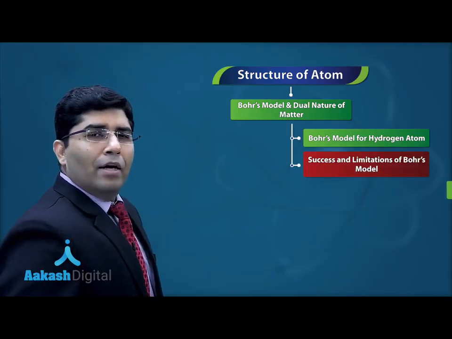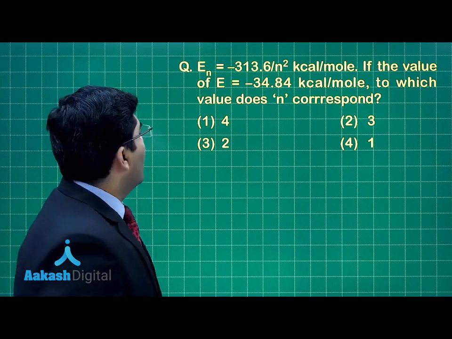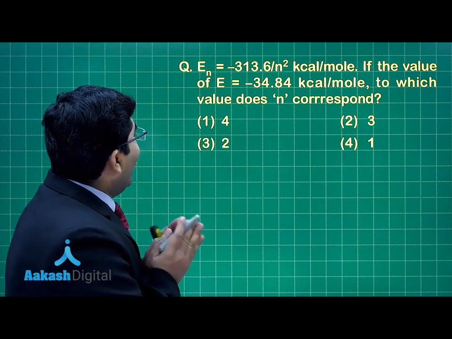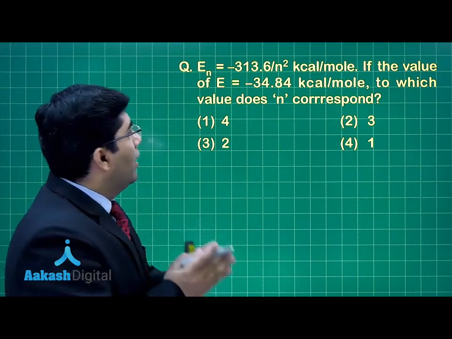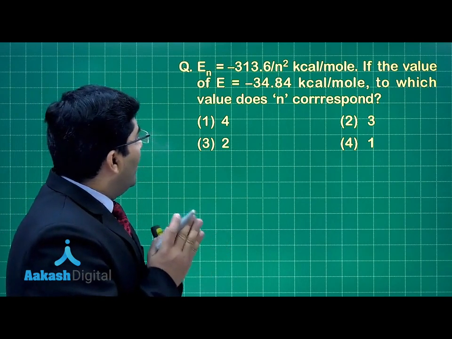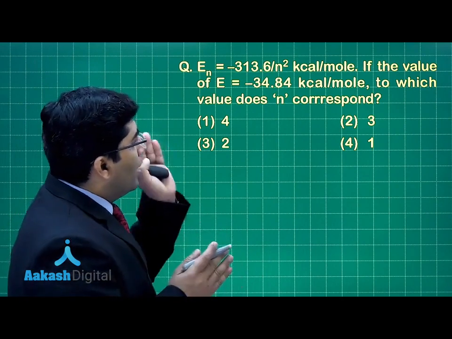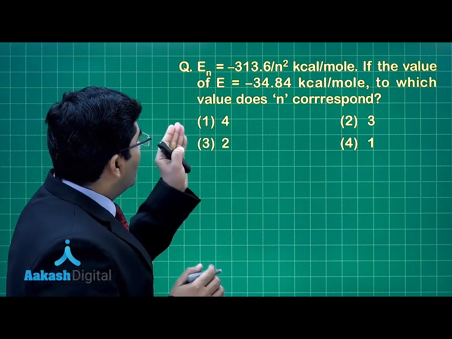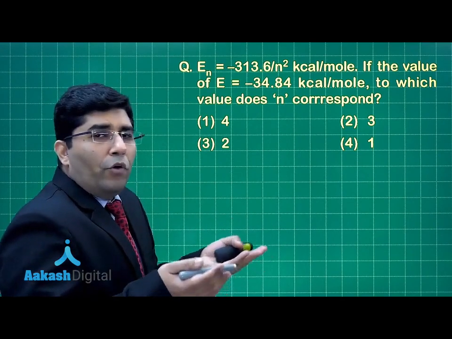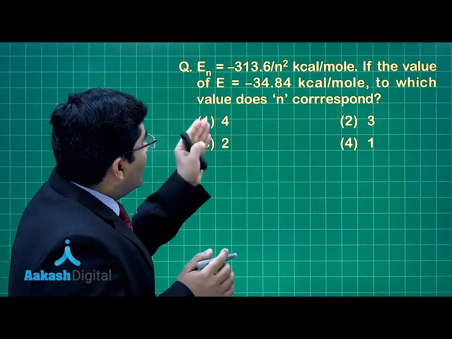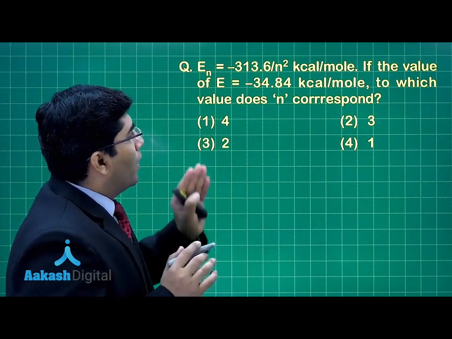Now guys, let's solve some more questions based on the Bohr model. In this question, En is equal to minus 313.6 divided by n square kilocalorie per mole. It means that it is an expression for energy given to us. It is the energy of some shell. We don't know which shell it is, but the energy is equal to minus 34.84 kilocalorie per mole.